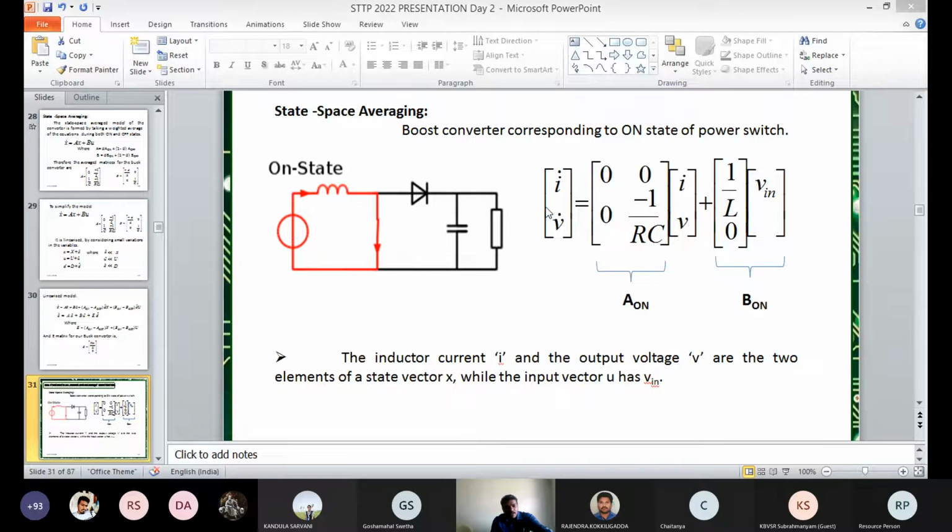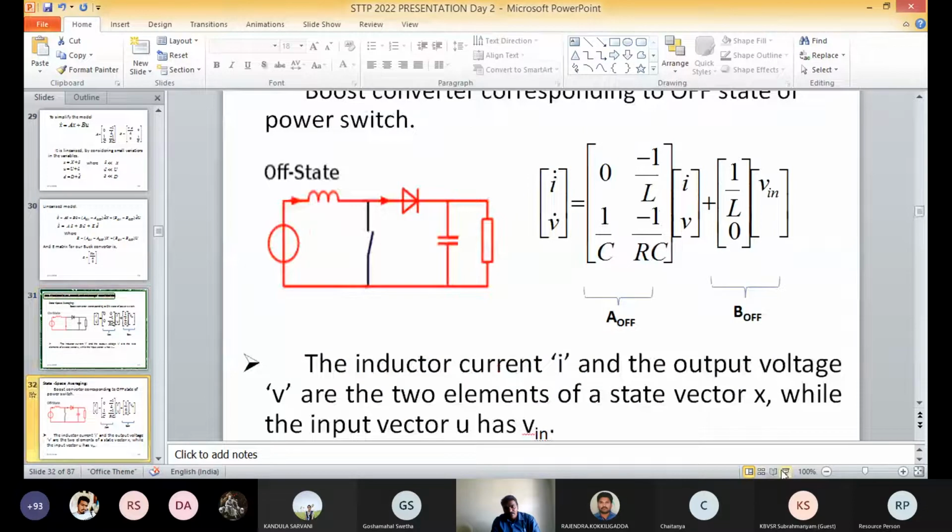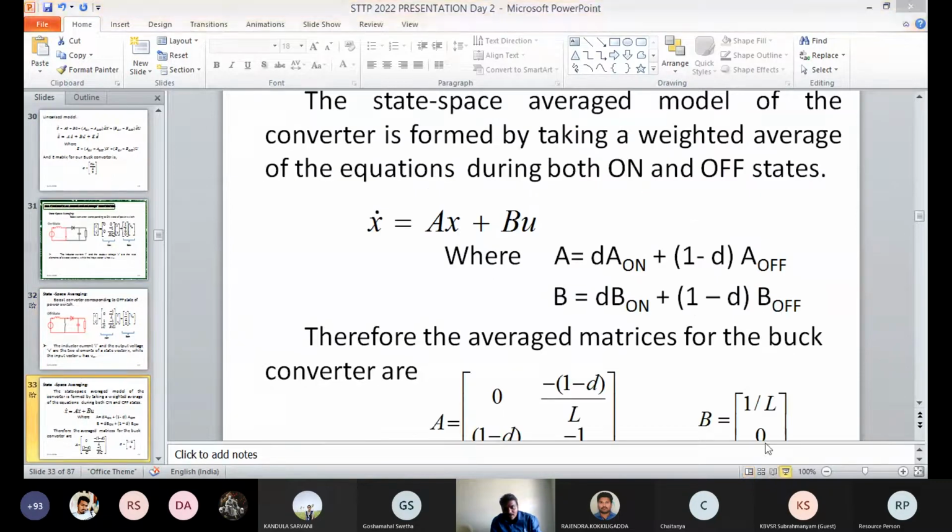So this is for the on state of the main MOSFET, and this one is the off state of the boost converter. Again here I am considering the inductor current and the output voltage as the state vector, and the input u is Vin. Based on that, we again form the state model by taking the average, d times of A1 plus 1 minus d times of A2. Here also I am taking the small signal perturbation, and finally we get the state model for that.